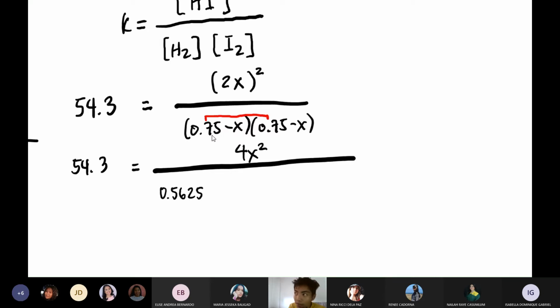Okay, so let's multiply 0.75 and x. So, 0.75 times negative x, that will be negative 0.75. Times 2 pala, rather. So, 0.75x times 2, 1.5 na. So that will be negative 1.5x. Yun yung twice ng a and b. And we squared the last term. That's negative x times negative x, so that will be positive x squared.